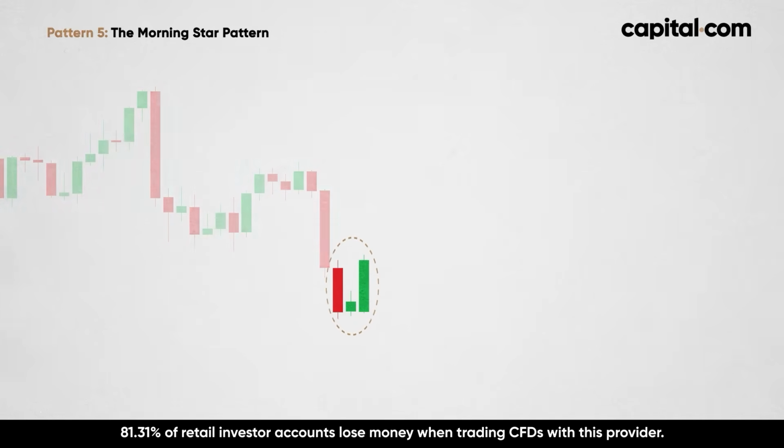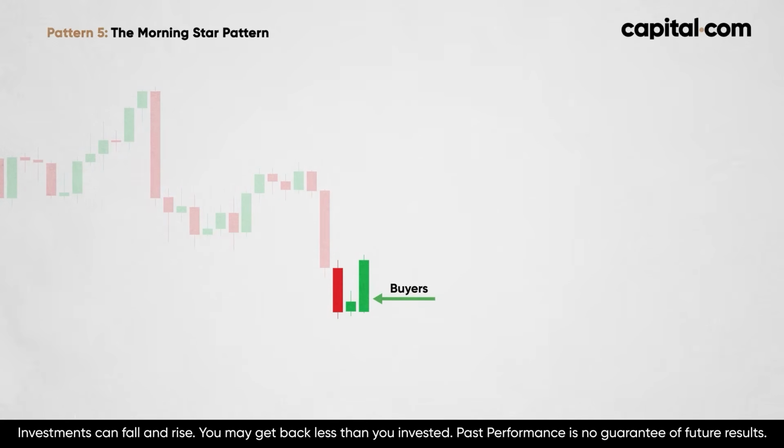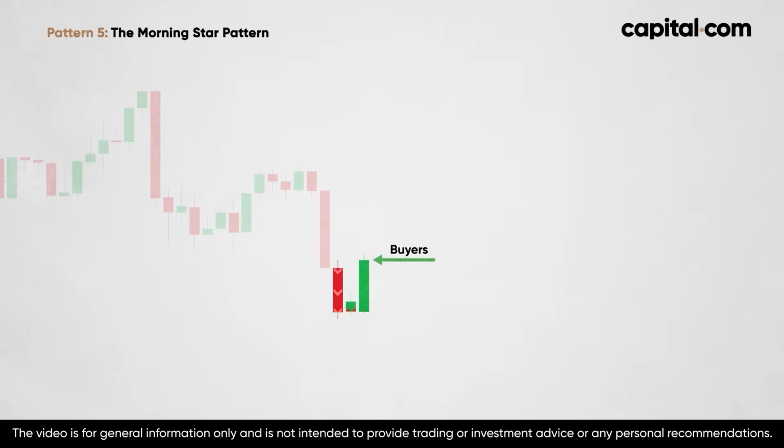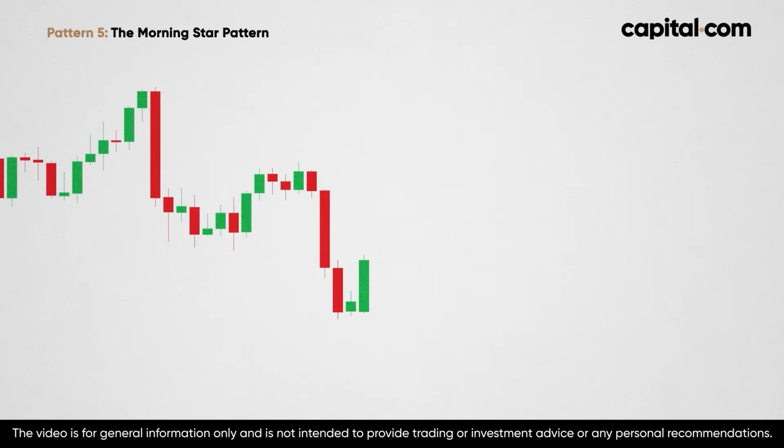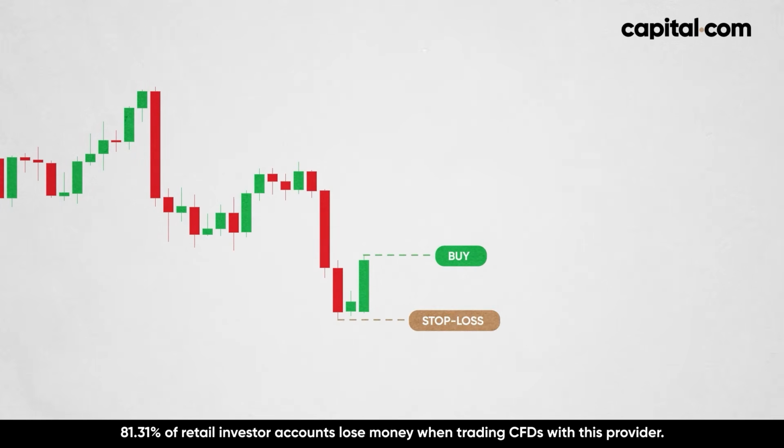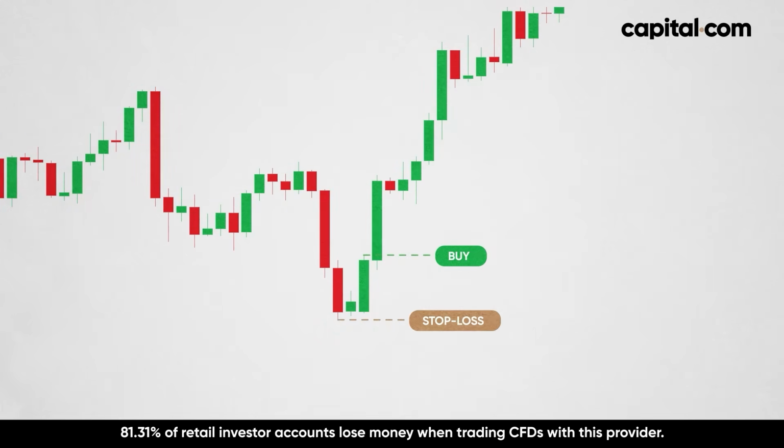This is because the morning star shows the shift from strong selling to a complete loss of momentum, and finally to buyers taking control. The first red candle shows aggressive selling. The second candle shows sellers slowing down and losing strength. The third green candle confirms that buyers have stepped in, pushing the price up and reversing the trend. A common trade setup is to enter a buy trade above the green candle's high and place a stop loss below the low of the second candle.